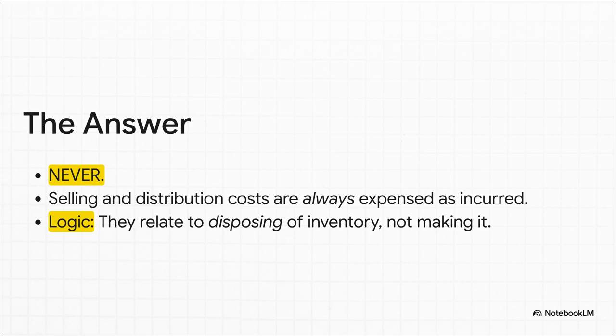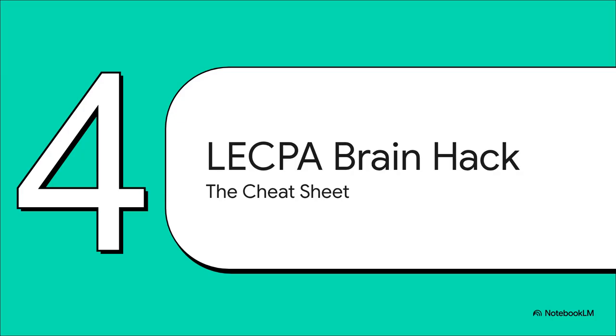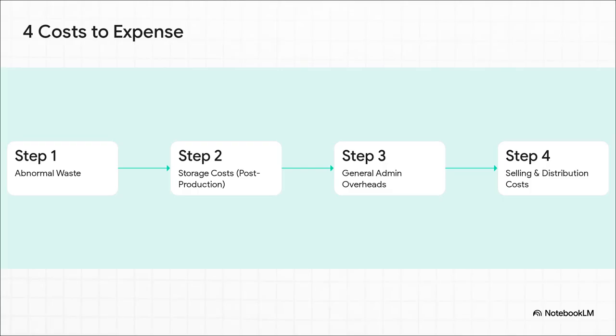The logic is just perfect. Inventory costs are all about creating the asset. Selling costs are about getting rid of the asset. They are two totally different things. Okay, deep breath. We've been through the whole journey. Now let's boil it all down into the ultimate study hack. This is your cheat sheet, your shortcut to acing these questions. All right, get your phone out, screenshot this, tattoo it on your arm, whatever you got to do.